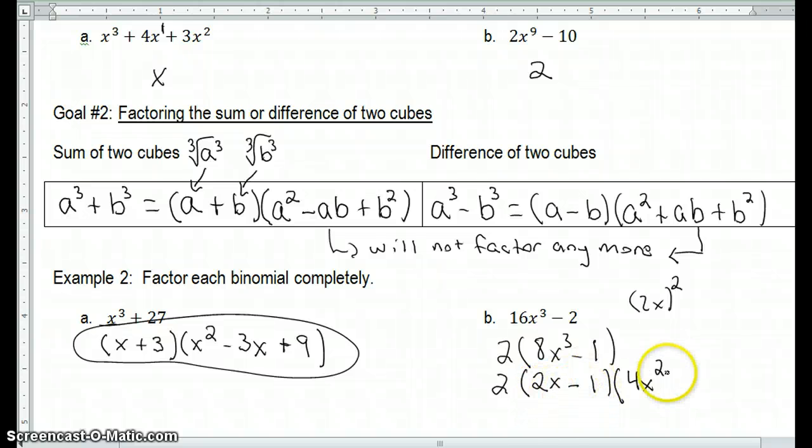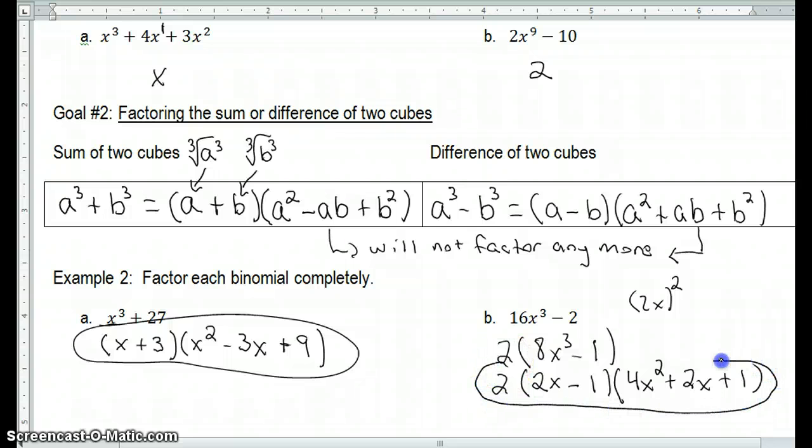Now that I have that, I'm going to multiply the 2x times the 1 and switch this sign. So it's going to end up being plus 2x. And then I'm going to square the negative 1, plus 1. And that's completely factored. Again, if we try to factor this further, it will not. Alright, we'll circle this answer because it's done. Alright, let's move on.